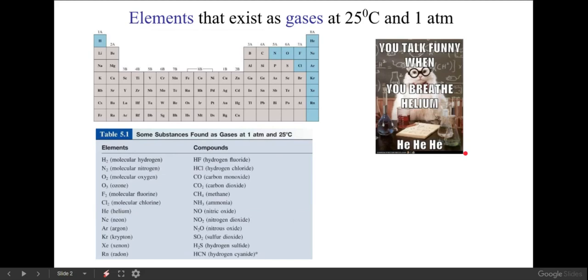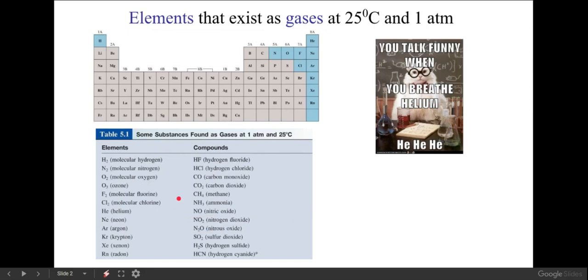So when we talk about gases, generally there's only a handful of things that are going to be found in the gaseous state. In terms of elements, you can see the ones listed in blue are naturally found as gases. And then here's a nice list of substances.